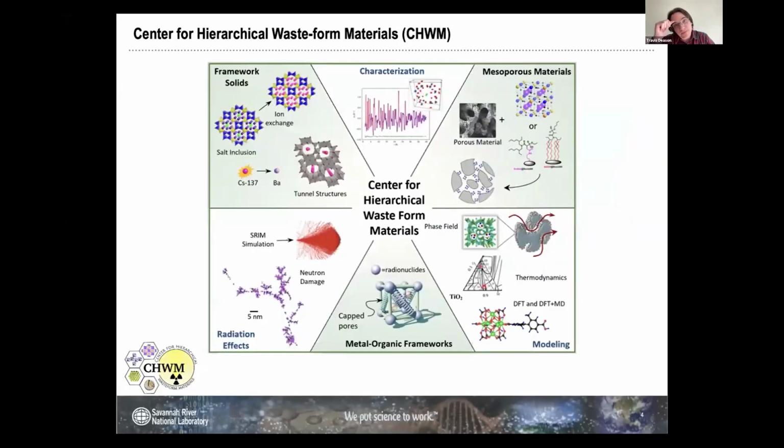So within this center, you can see here it's broken down into what the different people do. We have me, who would be in the top left part in the framework solids. So I am synthesizing materials. And the other green sections are also synthetic parts of our center. So we have people working on mesoporous materials such as zeolites. We have people doing metal organic frameworks in different parts of our center. And then in the white sections, you have the actual characterization, and we're studying radiation damage effects, and we're studying modeling of these systems. But like I said, my part's more in the top left, synthesizing framework solids.